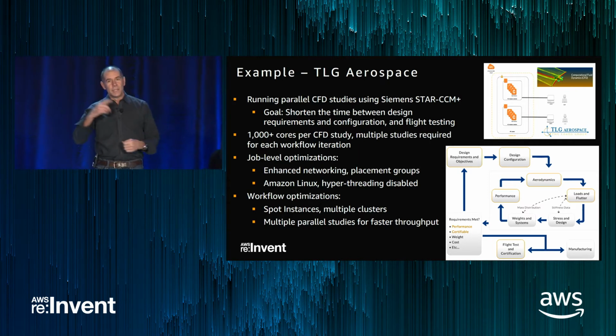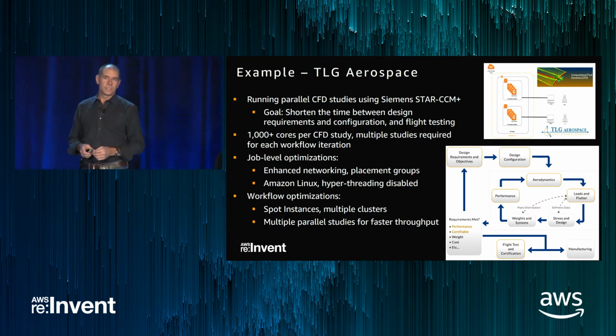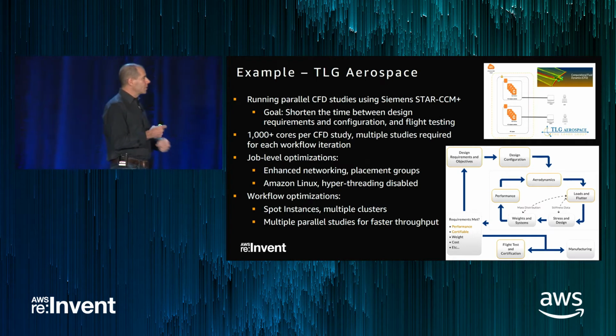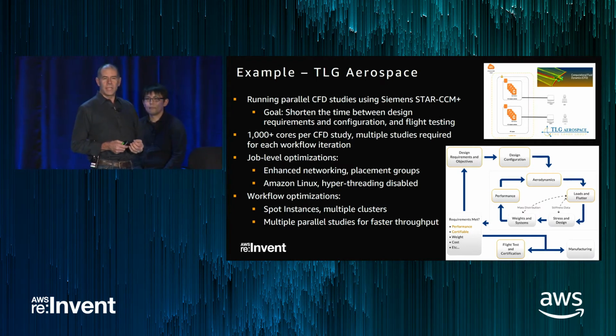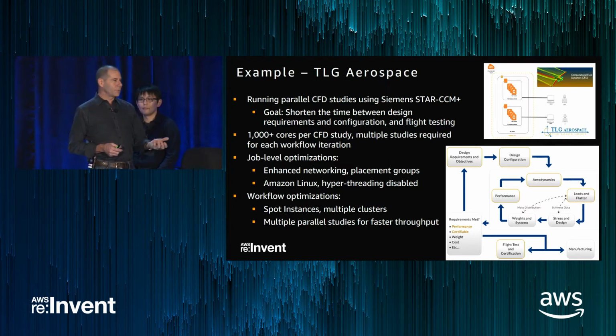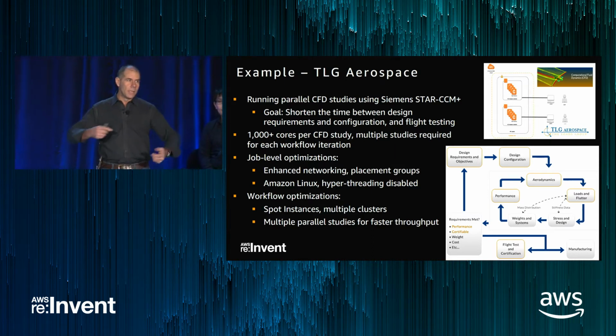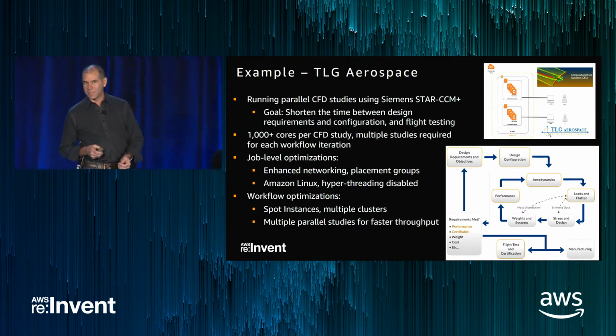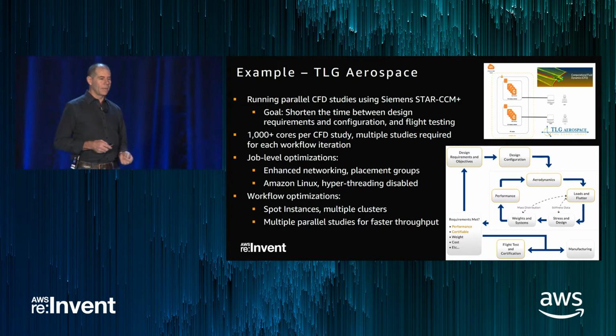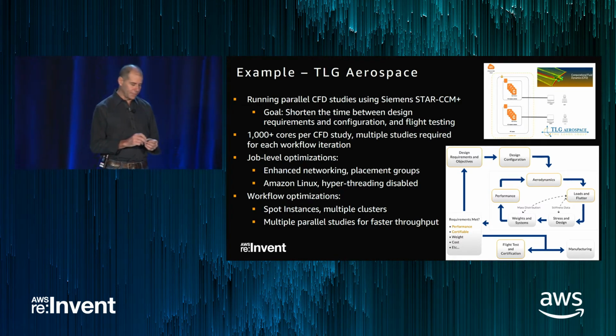So that requires a tremendous number of simulations, right? Parametric studies, right? And so that's what they do. They launch on AWS. They'll launch individual jobs of, let's say, 1,000 cores. They'll run many of those in parallel. They'll iterate fast. They'll use spot instances to save money. And they get this work done much, much faster.